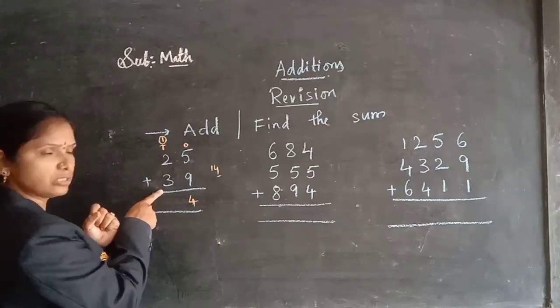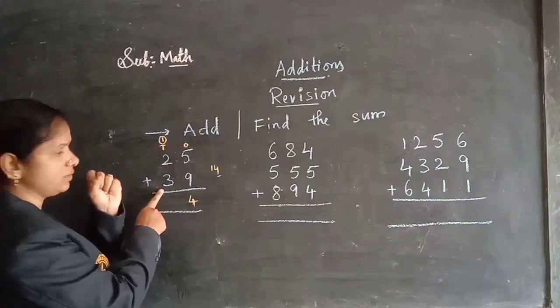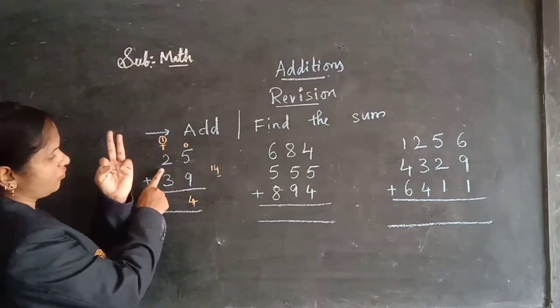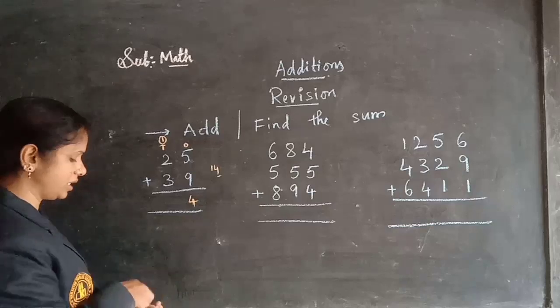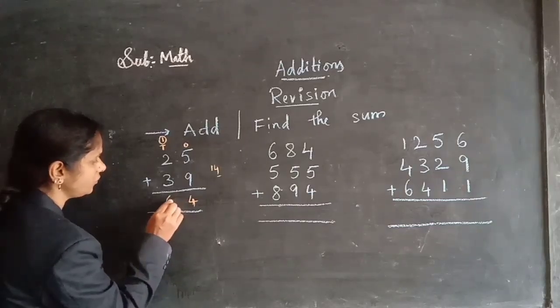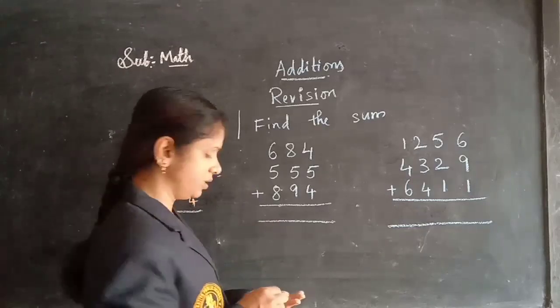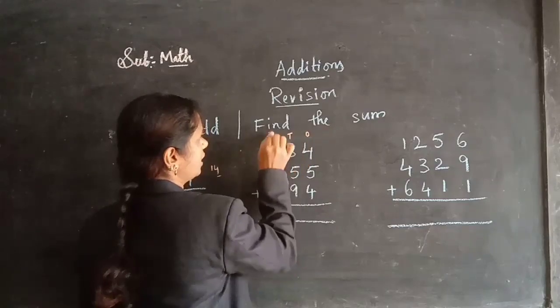Again the next digit is also 3. So 3 after 3 I need to add: 4, 5, 6. So when I am adding the tens column, I am getting 6 here. So the answer is 64. Coming to this problem here, ones, tens and hundreds, arranging the places first.